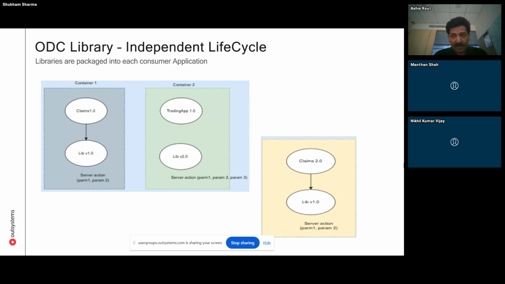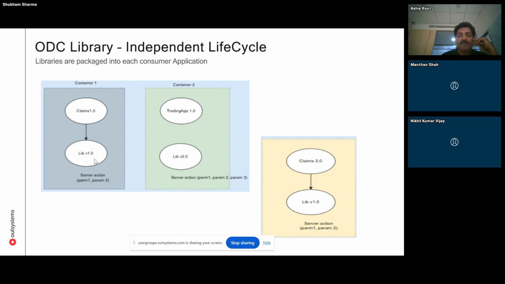This is what I was trying to do with the libraries, and what is meant by independent lifecycle. So basically, I have a claims application which is 1.0, and I have a library which I have created, and that is version 1.0. Now I bundled them, I published the application, and it created a bundle which can be deployed as a container, and it is all working fine, the claims application.